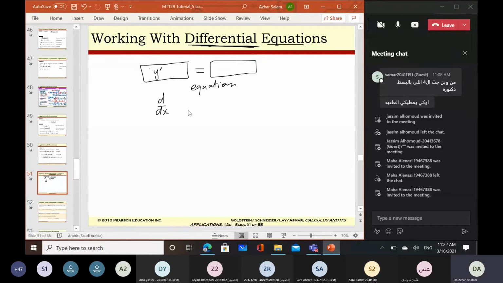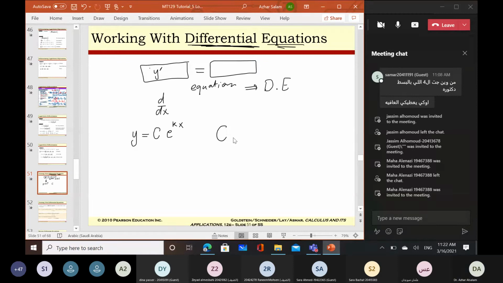So the equation contains y dash. It's called a differential equation. Now we will introduce a common type of equation, which is y equal to a constant c multiplied by the exponential function e to the power kx.